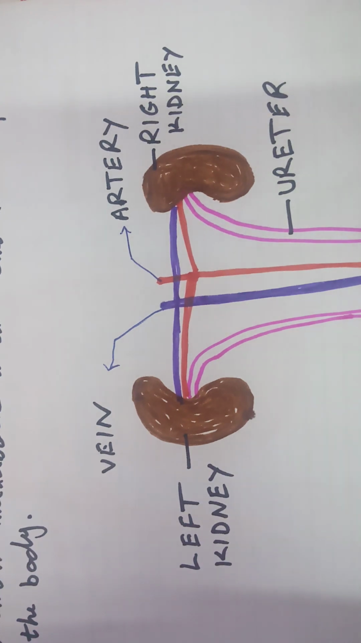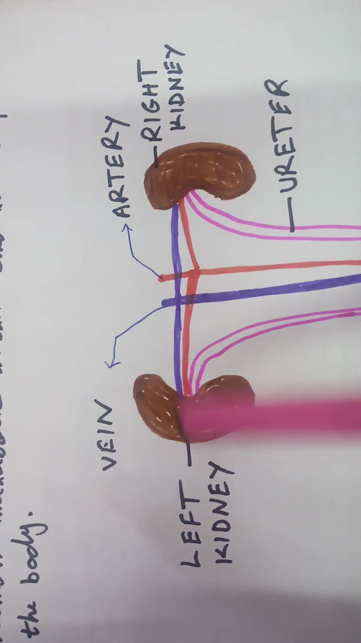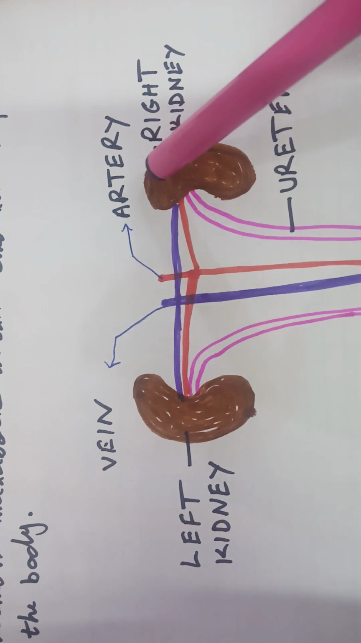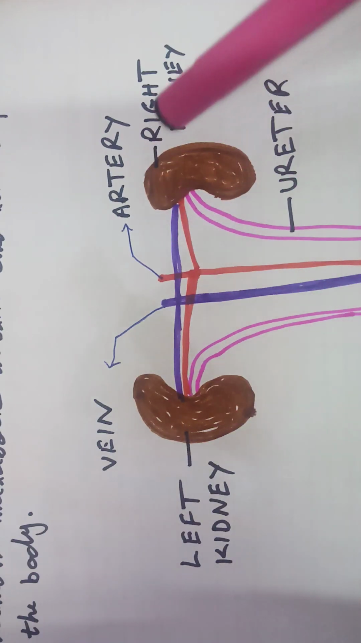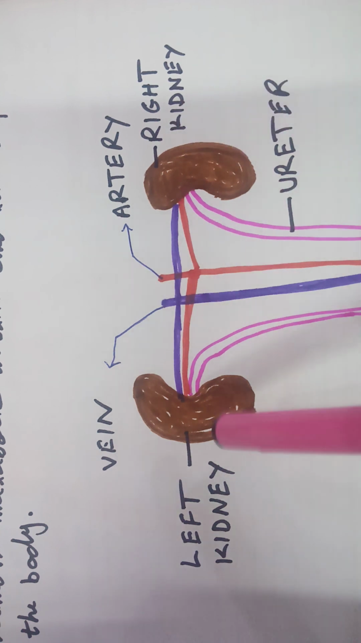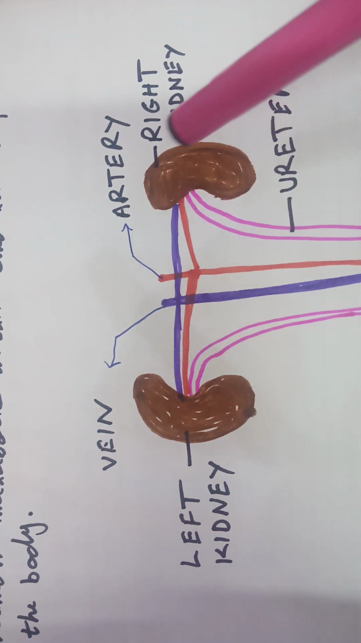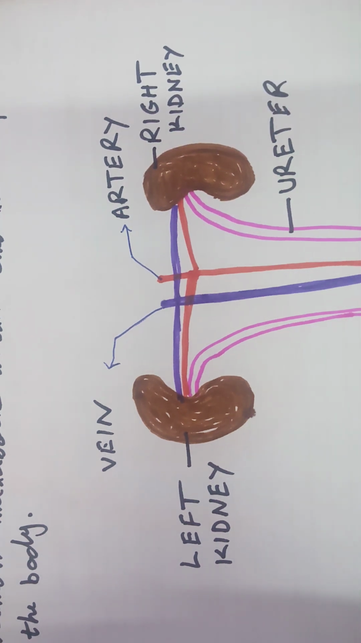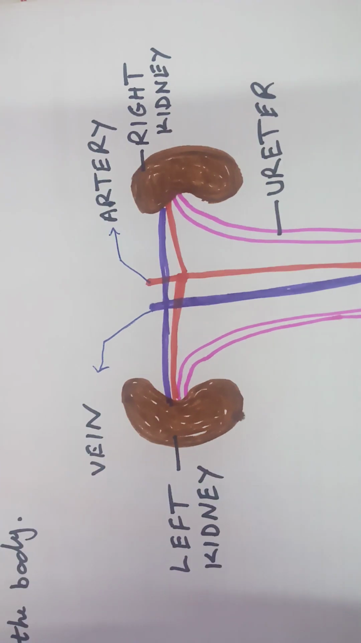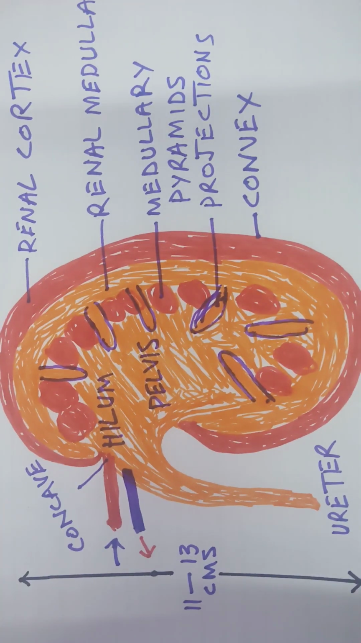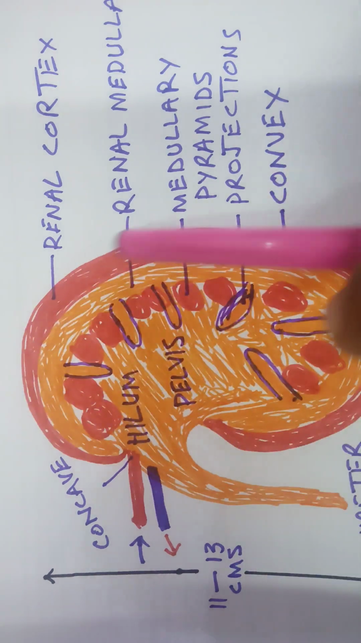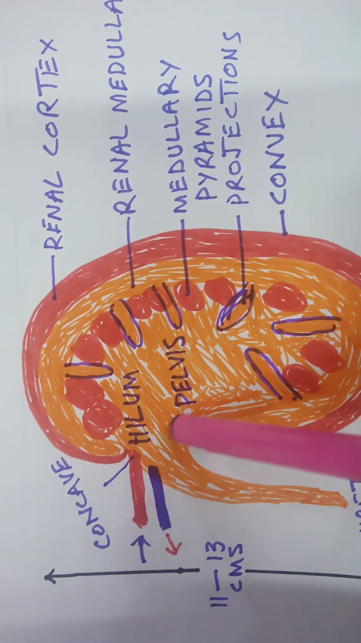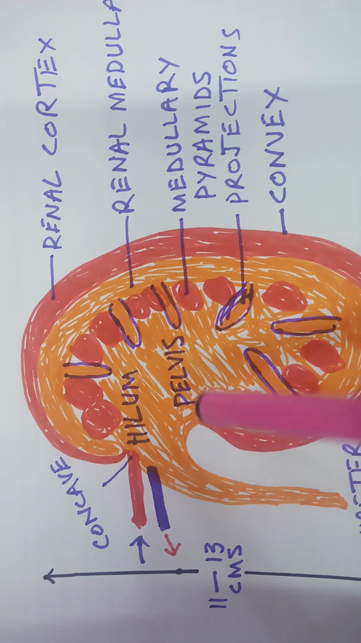The right kidney is smaller than the left kidney and sits slightly lower than the left kidney. This asymmetrical position is due to the liver present on the right side of our body. Kidneys are bean shaped in structure. The outer border is convex and the inner one is concave.